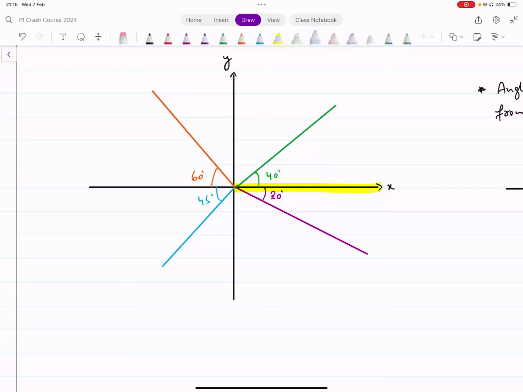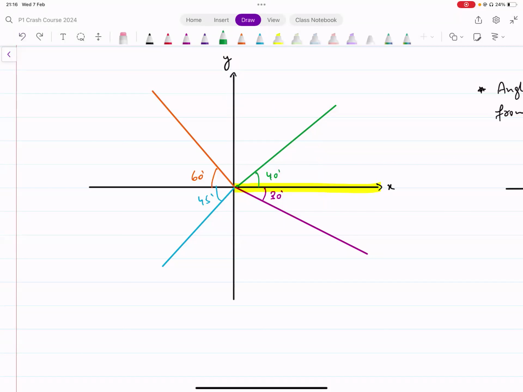For bearings, the convention was that we used to measure angles from this vertical line, from the north, and we used to measure them in the clockwise direction. That was the convention that we used to use for bearings.